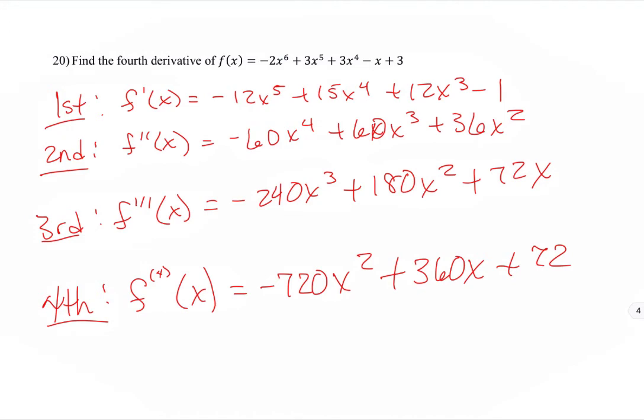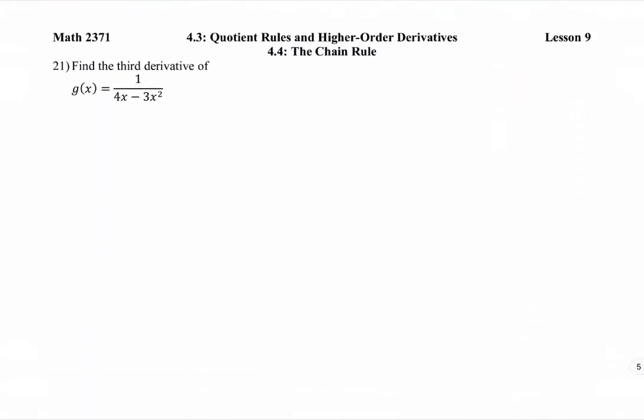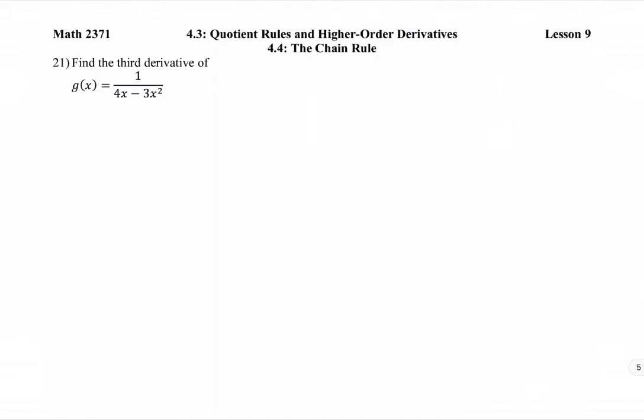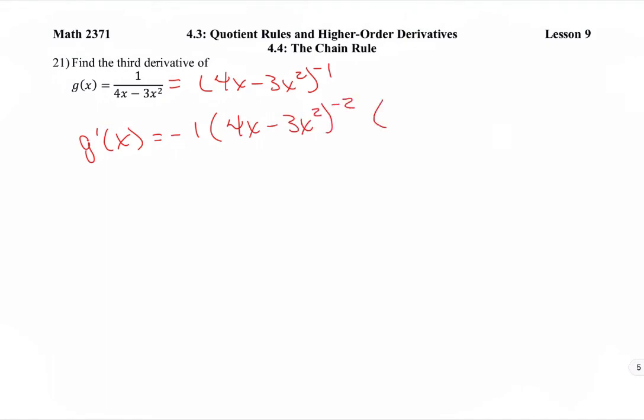Now, let's go to the last one. Alright, so the first thing we need to do here is rewrite this as (4x minus 3x squared) to the negative 1. So now we need to find g prime of x. So that's chain rule. So minus 1 times (4x minus 3x squared) to the negative 2 times (4 minus 6x).